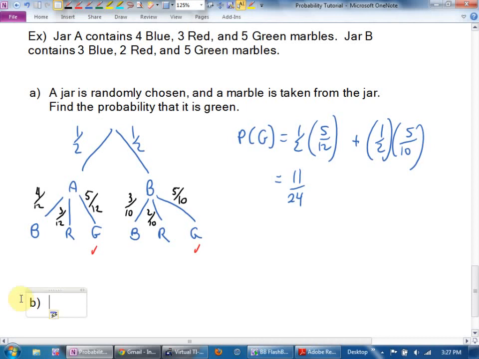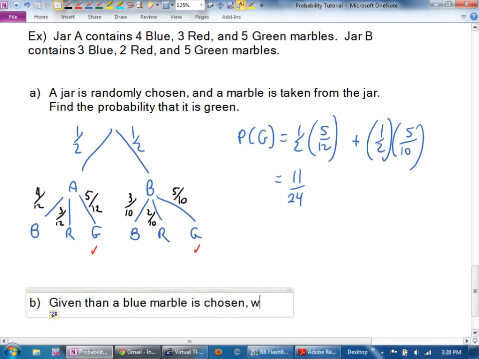Given that a blue marble is chosen, what is the probability that it came from jar A?